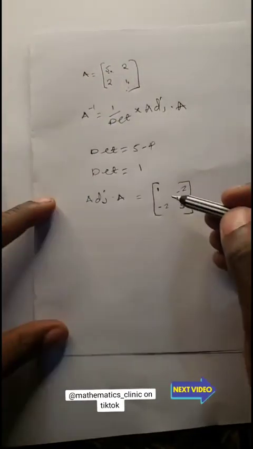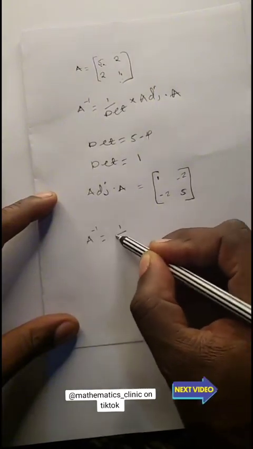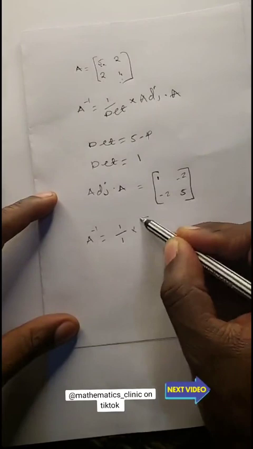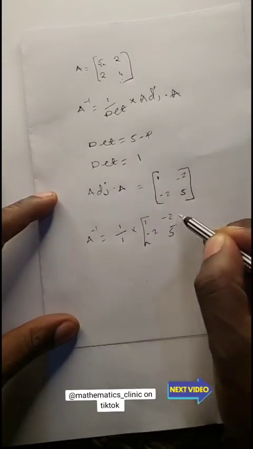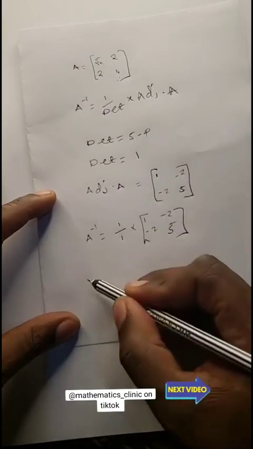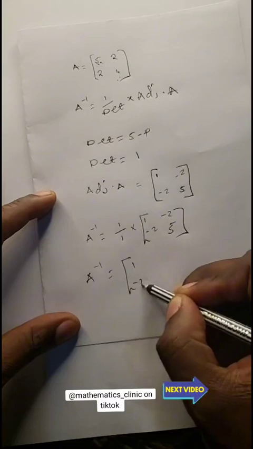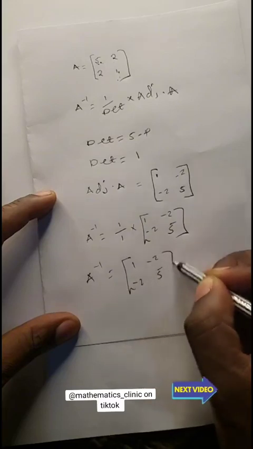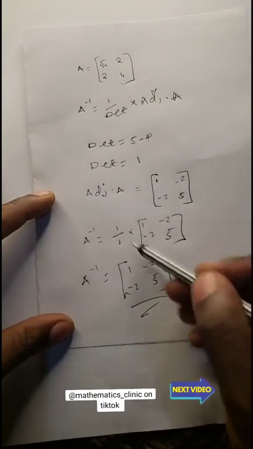So what we are going to do now is say the inverse of this matrix is equal to 1 over 1 multiplied by the adjoint, which is 1, -2, -2, and 5. So 1 divided by 1 is 1. In other words, our inverse of this matrix is the same as 1, -2, -2, 5, just like that. Why? Because 1 divided by 1 is 1, and 1 times all that is all that.